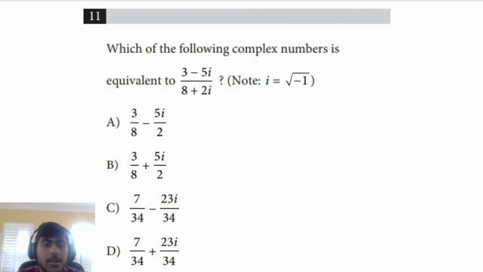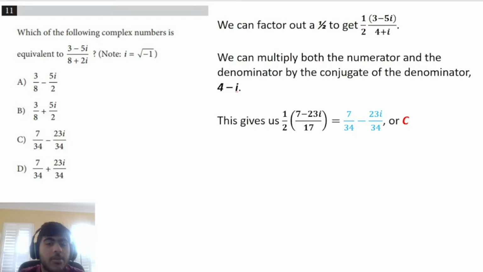Let's do this question. Number 11. Which of the following complex numbers is equal to (3 minus 5i) over (8 plus 2i)? This is a pretty challenging problem. Let's see how we would approach it.